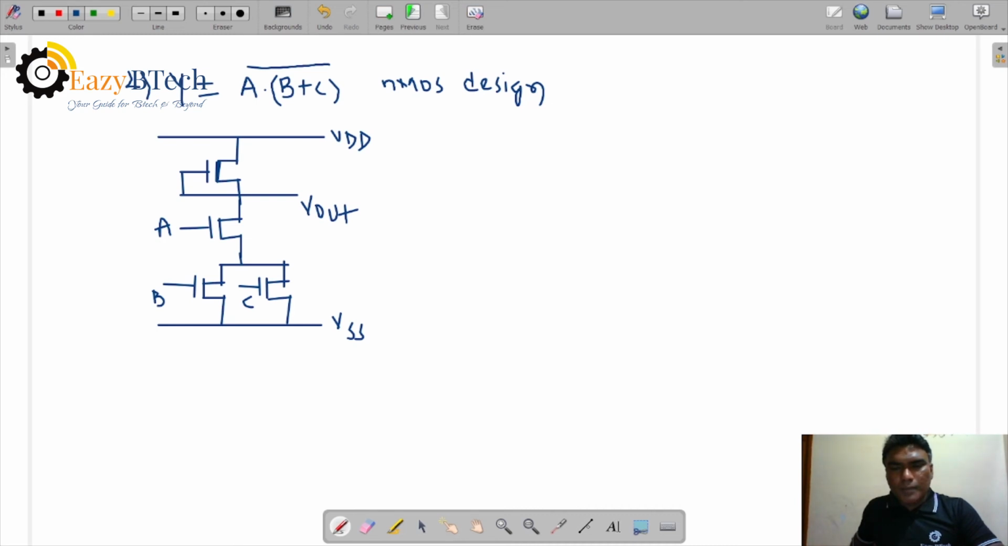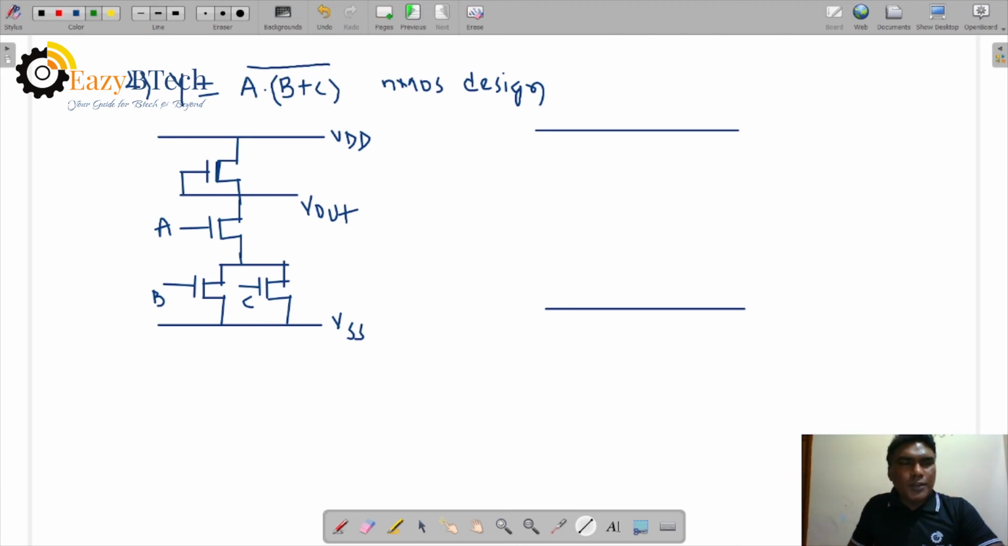So blue color is VDD and VSS. You can practice this with any Boolean expression. We have AND logic and OR logic. AND means series, and the plus symbol means parallel logic. Now VDD and VSS are there.